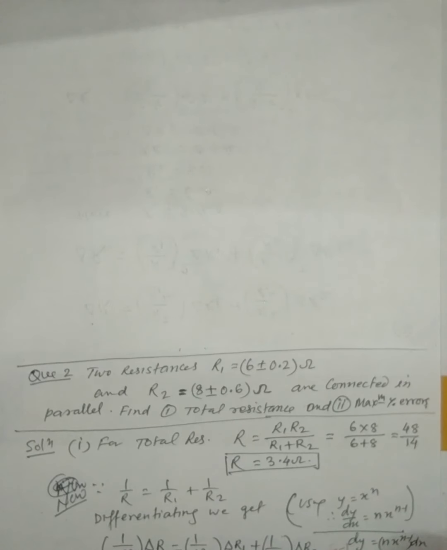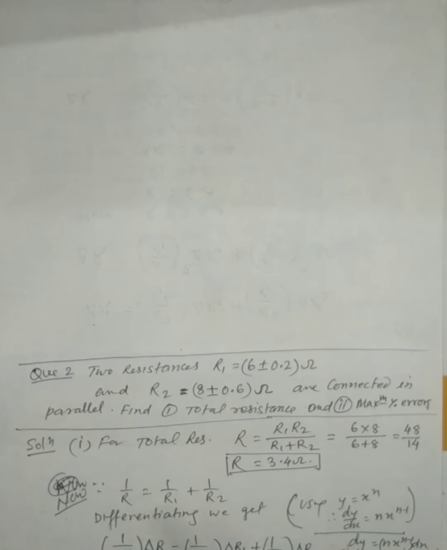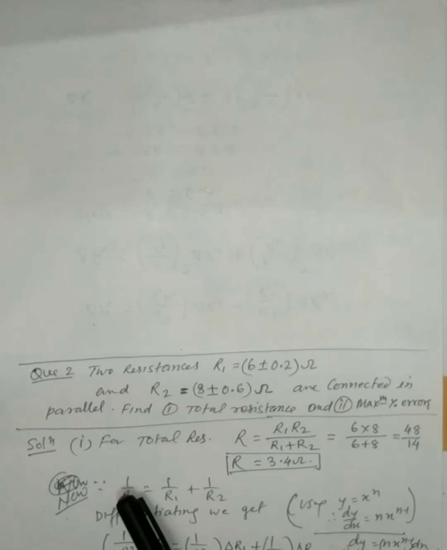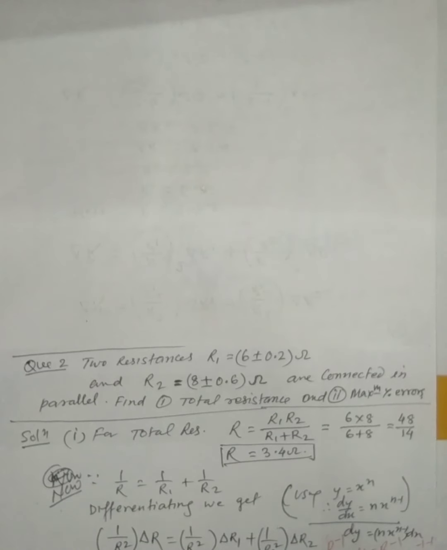So y is equal to r to the power minus 1, then dy by dr will be equal to minus 1 into r to the power minus 1 minus 1, which means minus r to the power minus 2. So it will be minus 1 by r square. So here it will become minus 1 by r square, and this dr will be multiplied here.